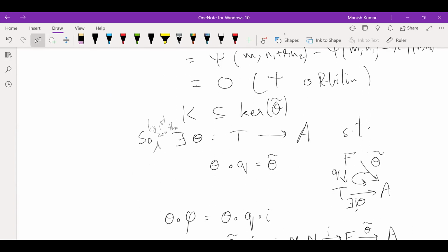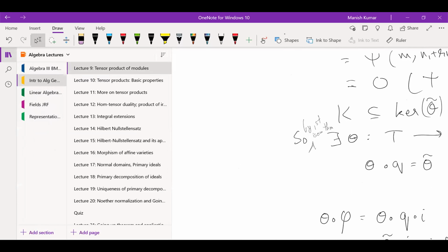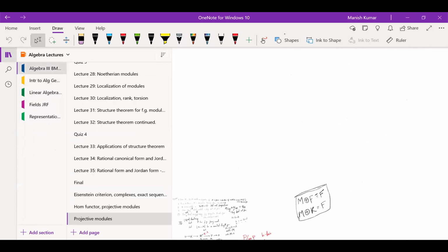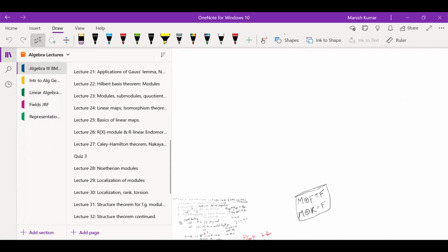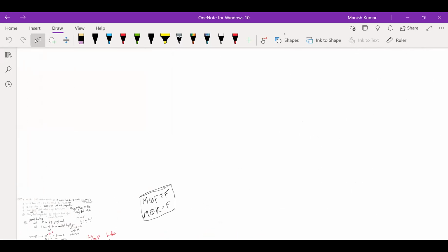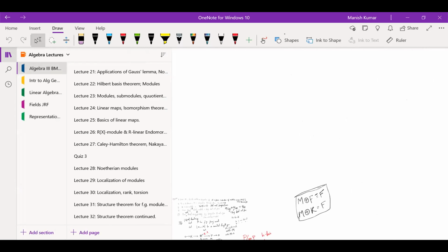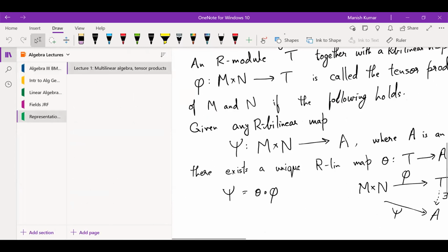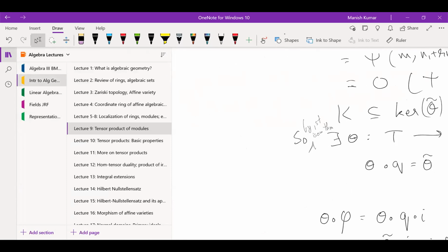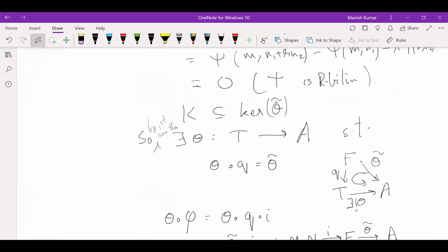So I hope I have done this. Did I do the first isomorphism theorem? Yes, the extended version. For modules I've done this first isomorphism theorem, the linear maps isomorphism theorem. Good.